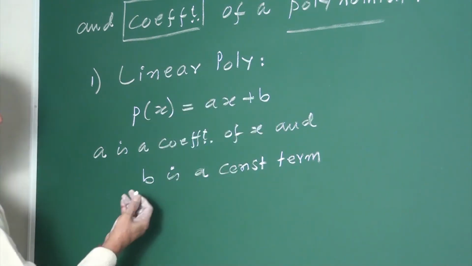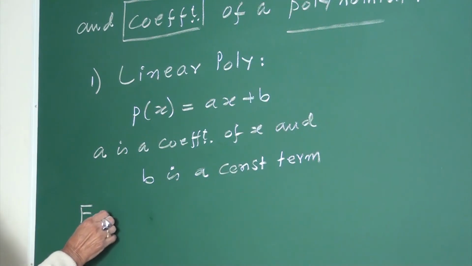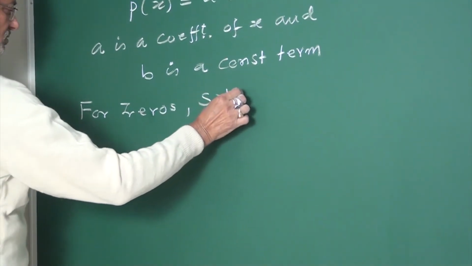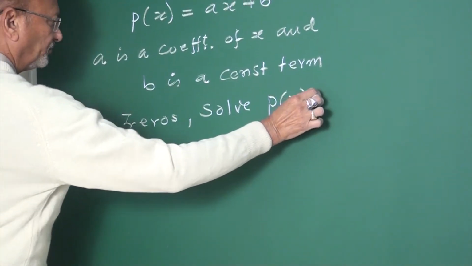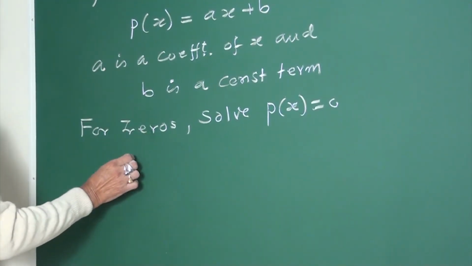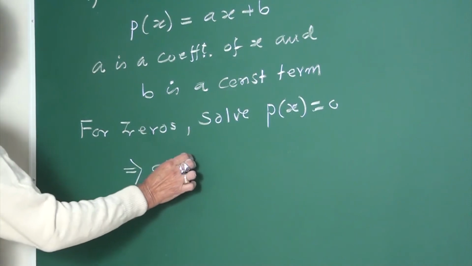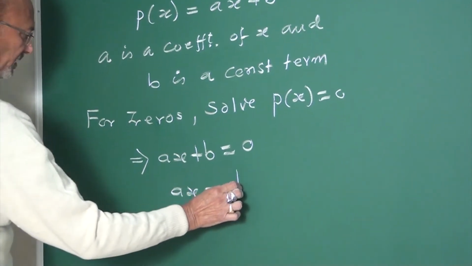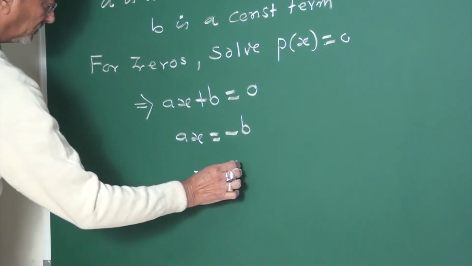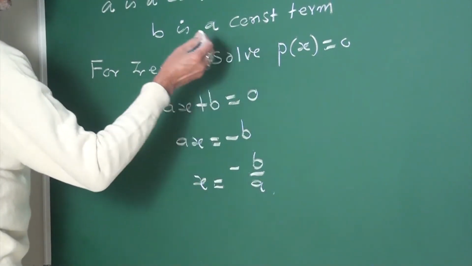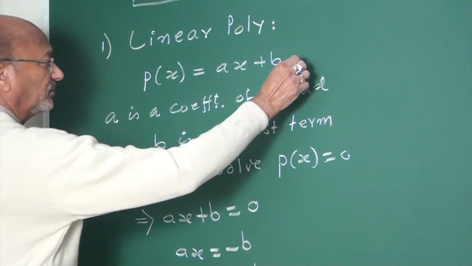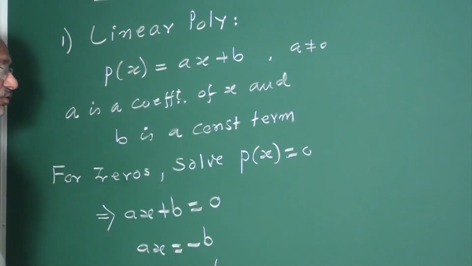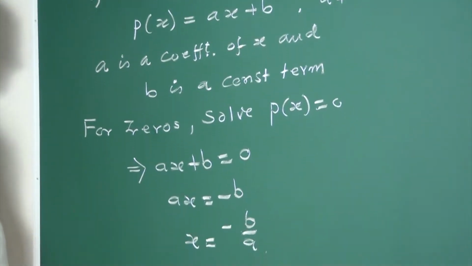Yes, my friend. Now comes the zero. For the zeros, solve P(x) equal to 0. P(x) equal to 0 means ax plus b equals 0. Then you have to find the value of x. ax is minus b. What is the value of x? Minus b by a, my friend. It is always true. What about that a? I told you, I don't want to tell repeatedly, that a is always not equal to 0. Minus b by a.